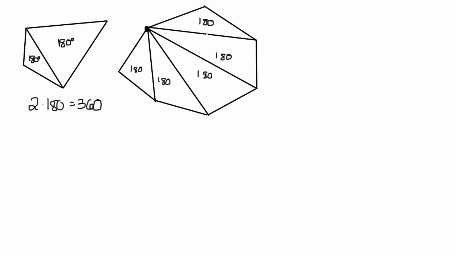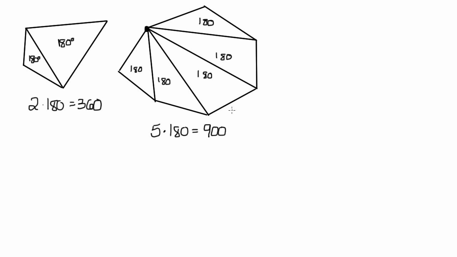So all you have to do in this case is just take a look at this. I ended up creating 1, 2, 3, 4, 5 triangles. So it's just going to be 5 times 180, which is 900.